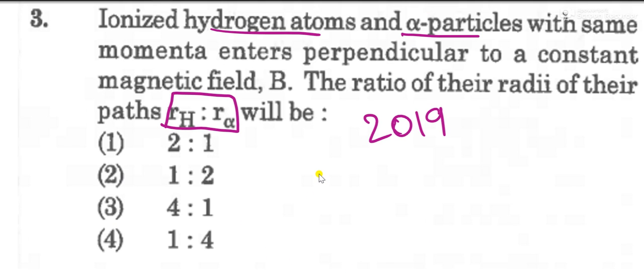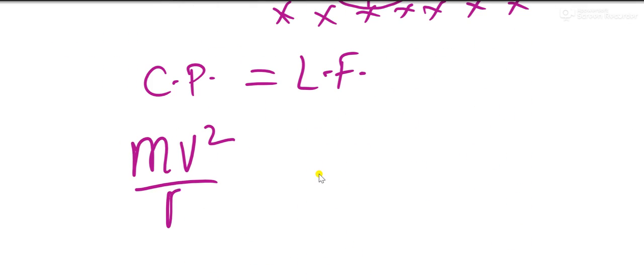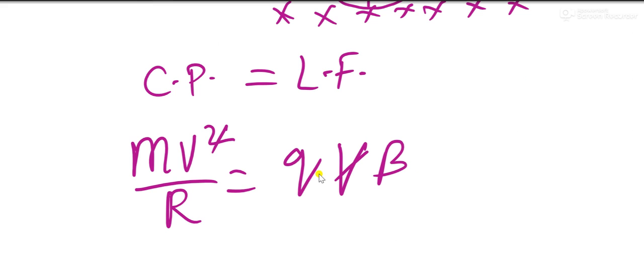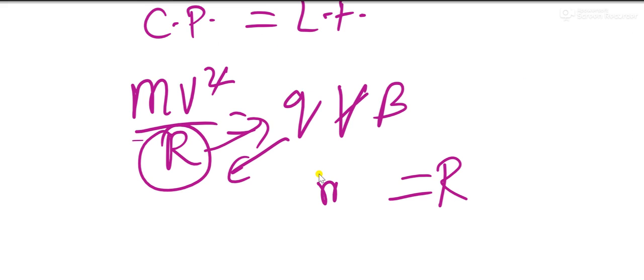This is the ratio of radius. First we will find the radius. Centripetal force mv squared by r is equal to Lorentz force qvb. The v gets cancelled, and they asked for radius only. So take the radius to that side and bring the remaining to this side. So r is equal to mv divided by qb. This is what we'll get.